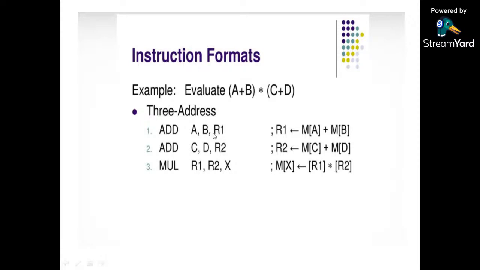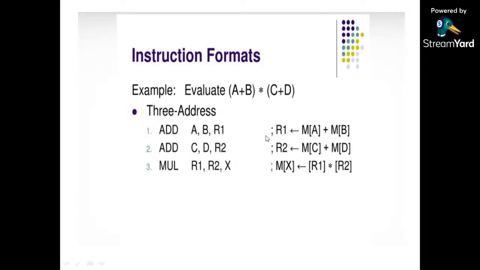Okay, and then again I have specified that whatever variable is specified in the last will work as the destination, and the variables that are specified at the beginning will be considered as the source. So a and b will act as source from where the data will be fetched, and r1 is the destination where the result of addition of a and b is going to be stored. Okay, so I think this needs to be very clear to all of you.